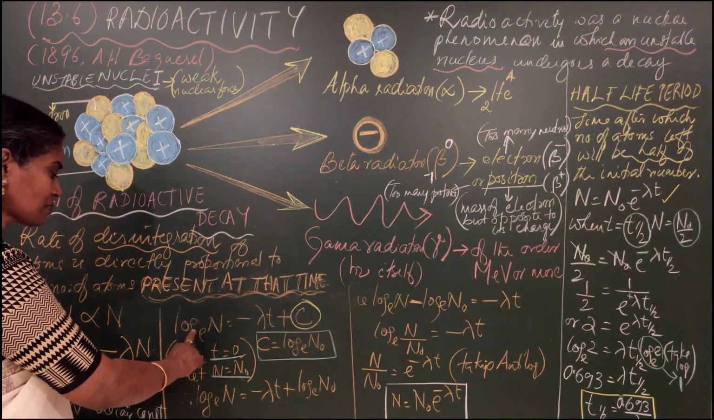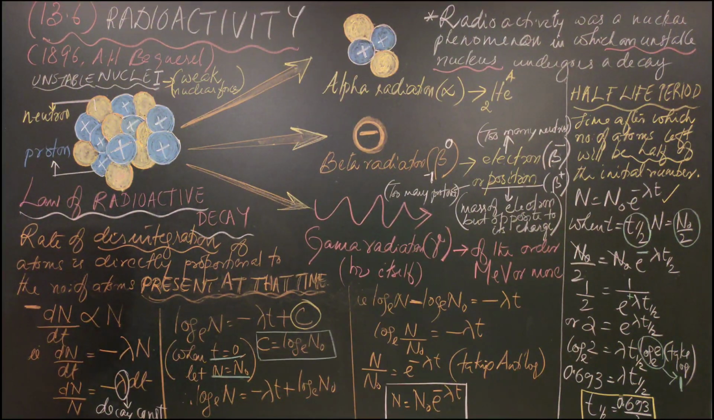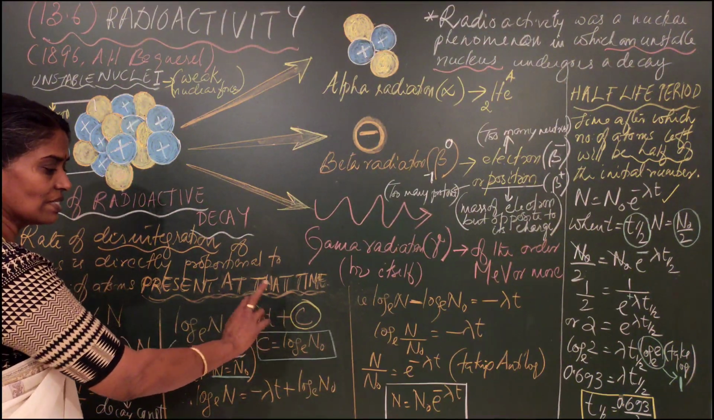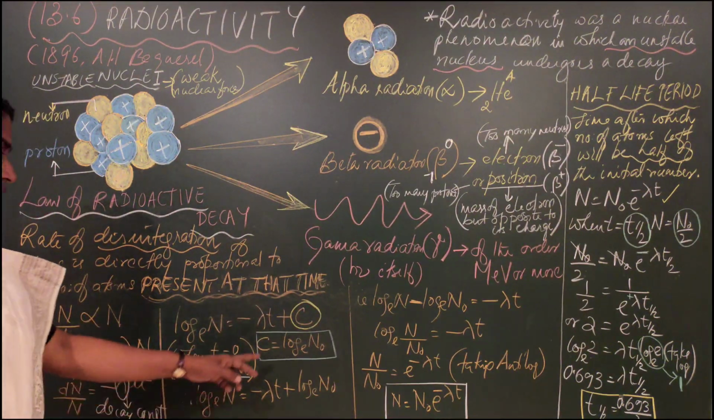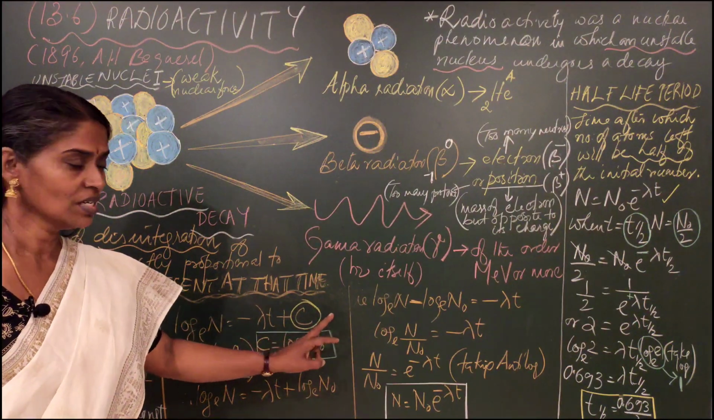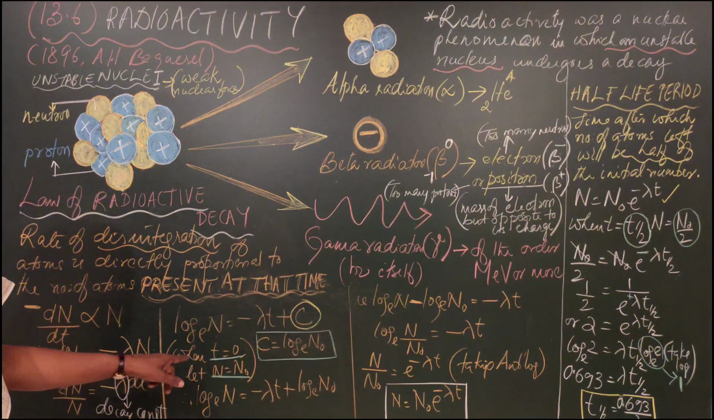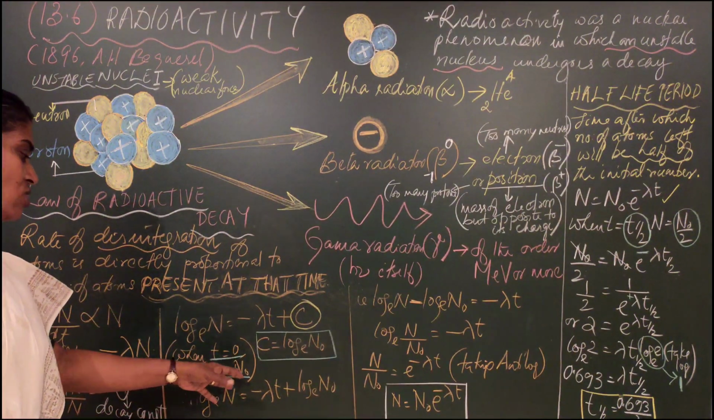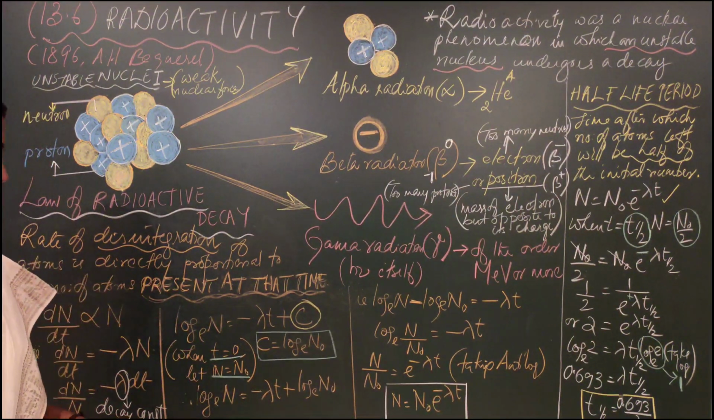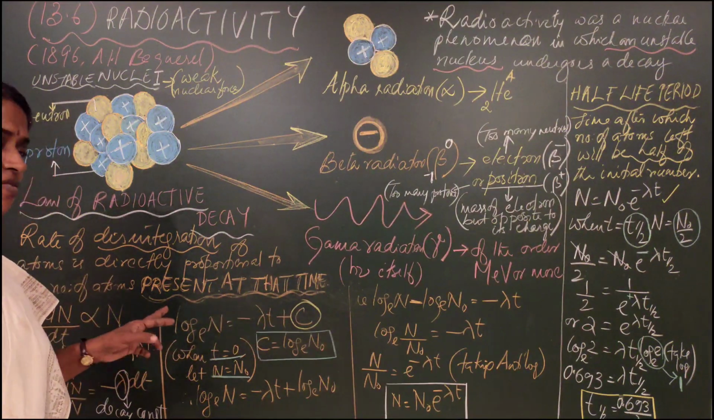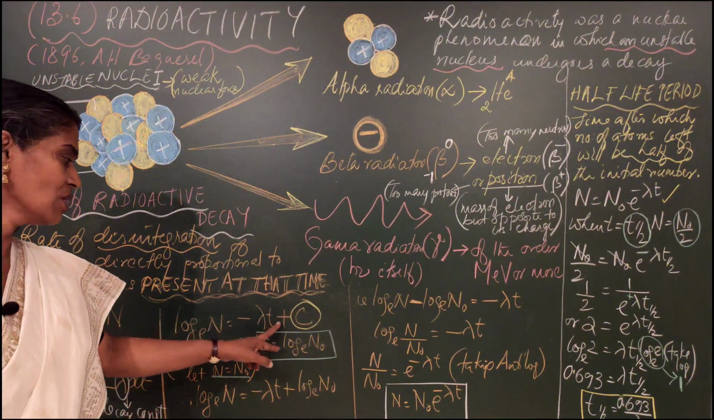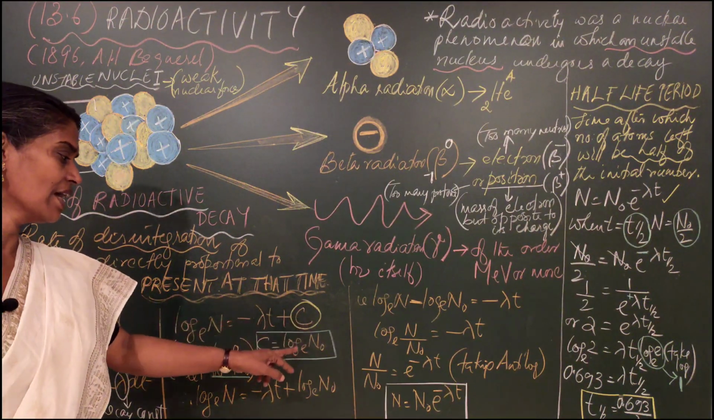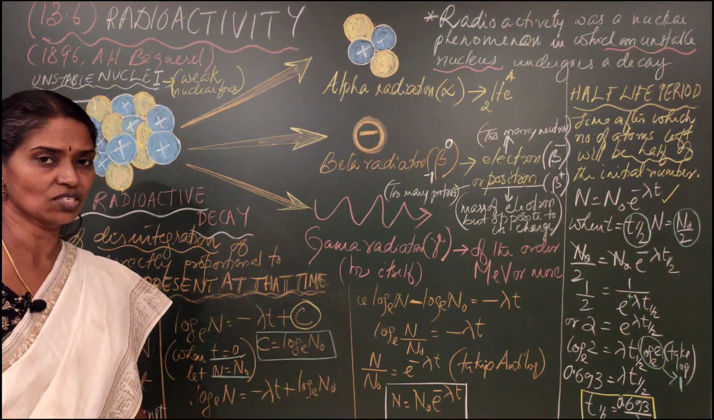Now taking integration on both sides, LHS will be log e to the base N, RHS will be minus lambda t plus c, which is the constant of integration. To get the value of c, we assume at t equal to 0, initially let N0 be the number of atoms present. So substituting in this equation, we put t equal to 0, N equal to N0. You will get c as log e to the base N0.